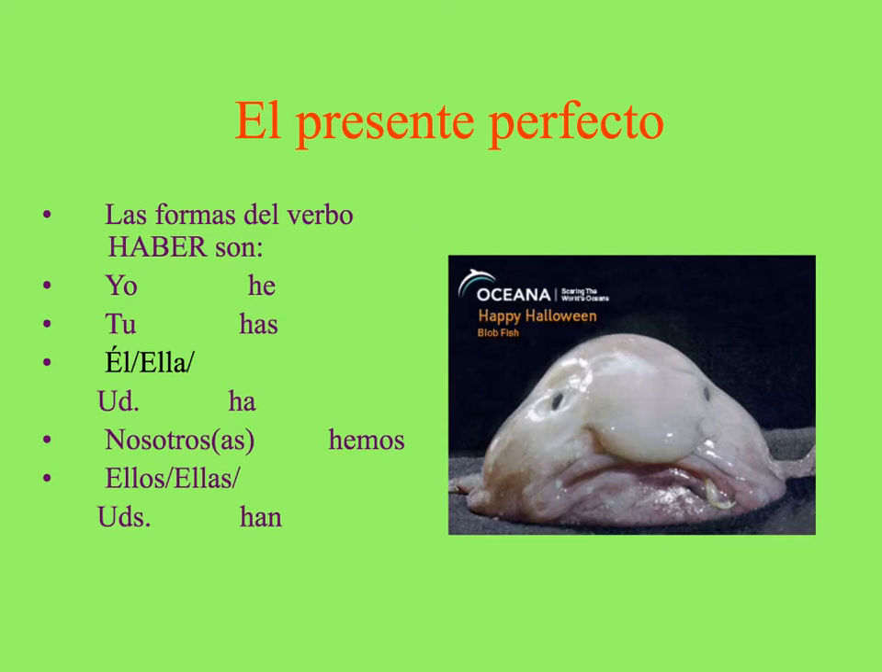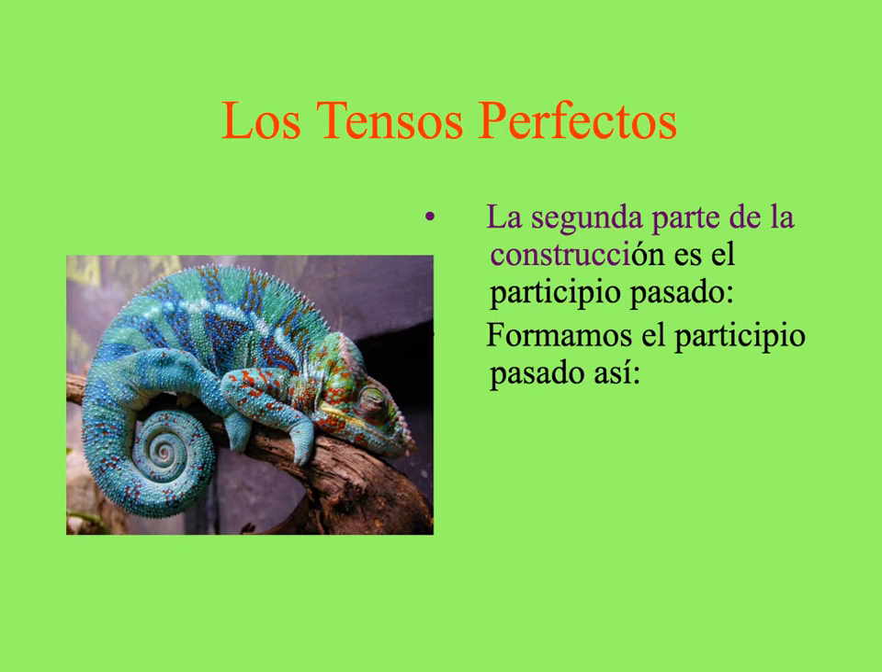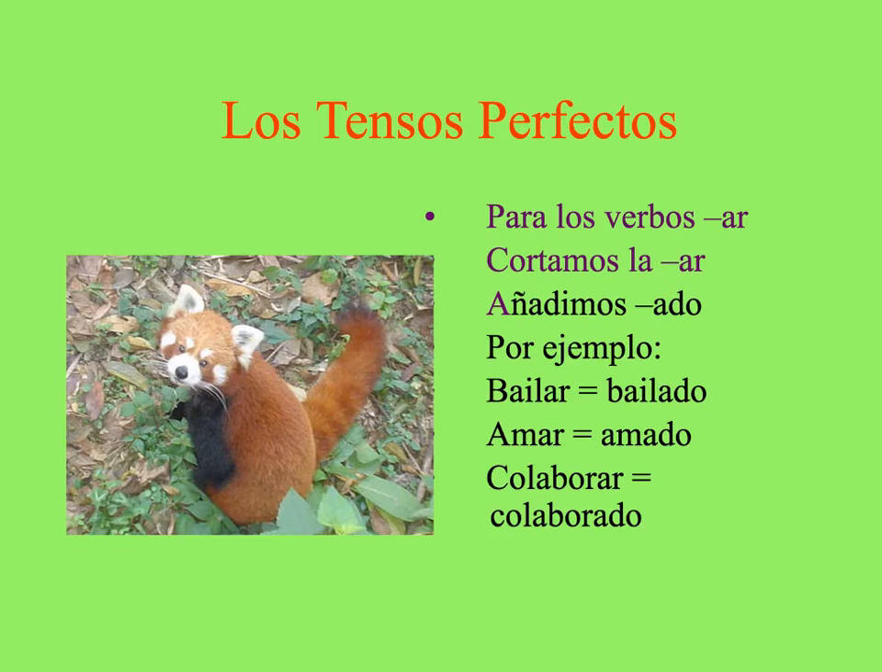And in the present tense, here are your forms. Yo he, tú has, él y usted ha, nosotros hemos, ustedes, ellos, ellas, han. He, has, ha, hemos, han. Remember that H makes zero sound when you pronounce it. Okay, the second part of the construction is the past participle, and here's how you form it.